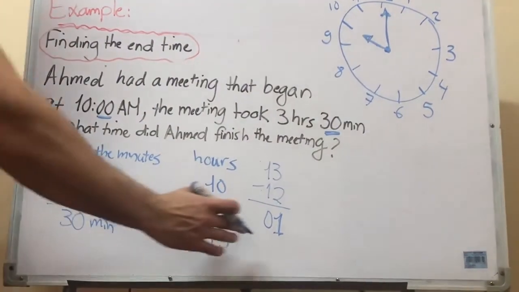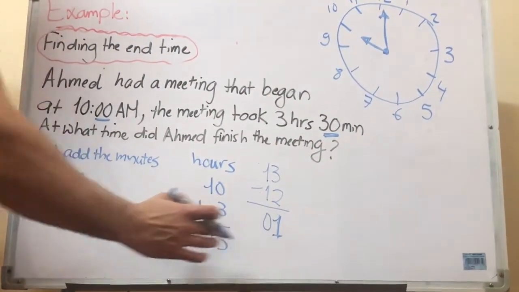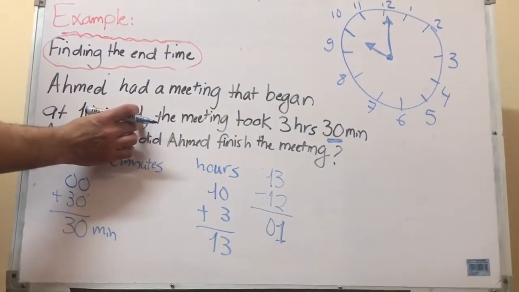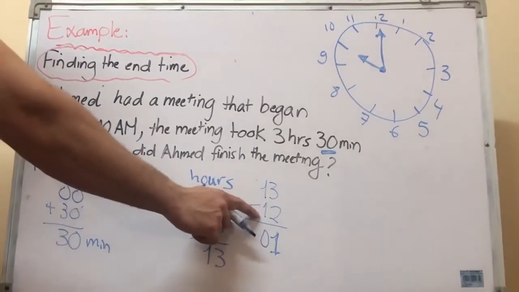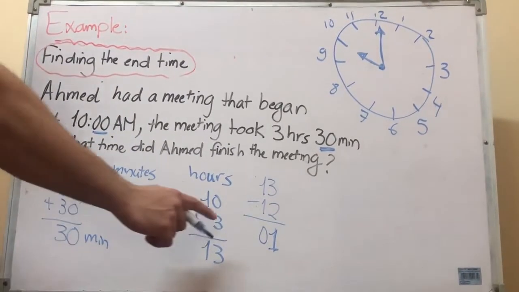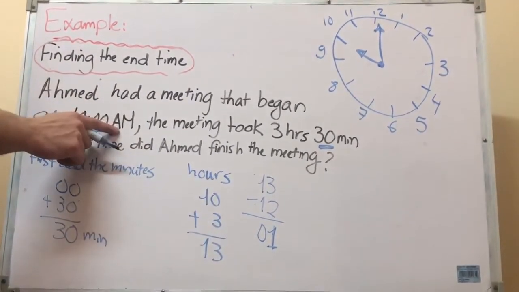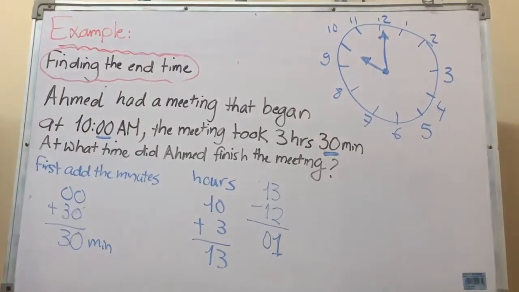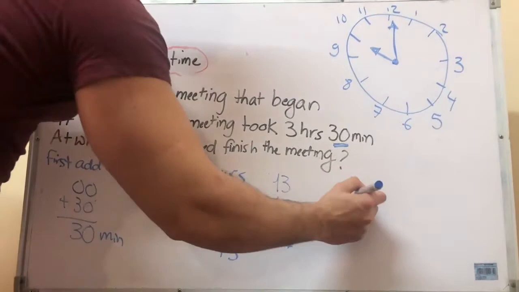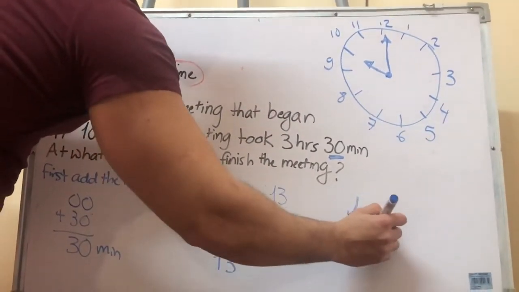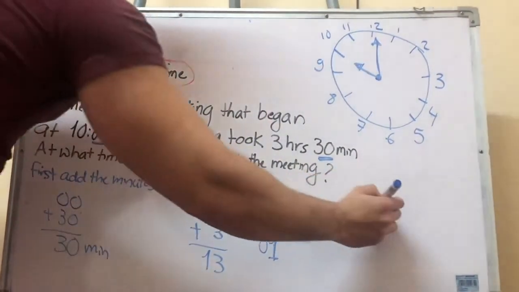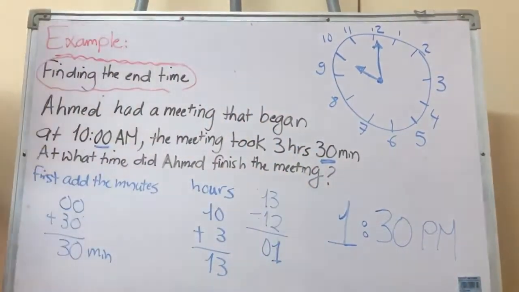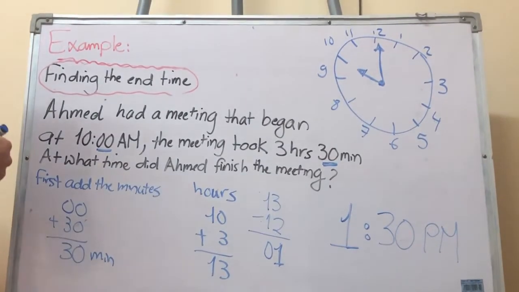Okay? So the hour section is going to have 1, and the minute section is going to have 30, and the clock changes from AM to PM, because here I just passed 12, and we talked about this. If I am standing at AM and I pass 12, okay, it switches to PM. So the answer is 1:30 PM.